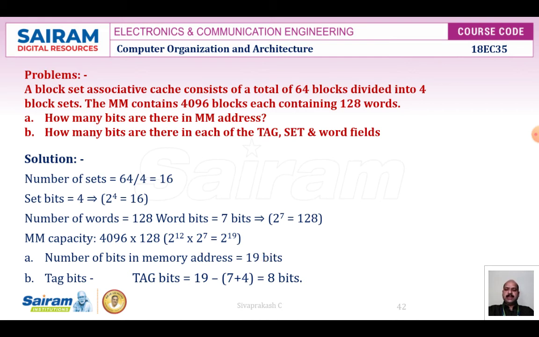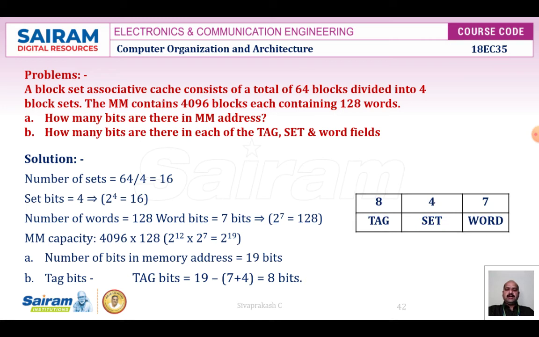And the tag bit is what we already came across, which is nothing but memory address minus the sum of word bits plus set bits. So we can calculate 19 minus (7 plus 4), which is nothing but 8 bits. So the number of word bits is 7, set bits is 4, and the number of tag bits is 8. So it's easy to calculate this.